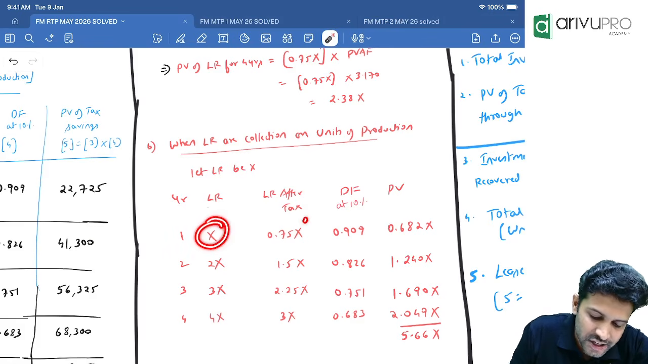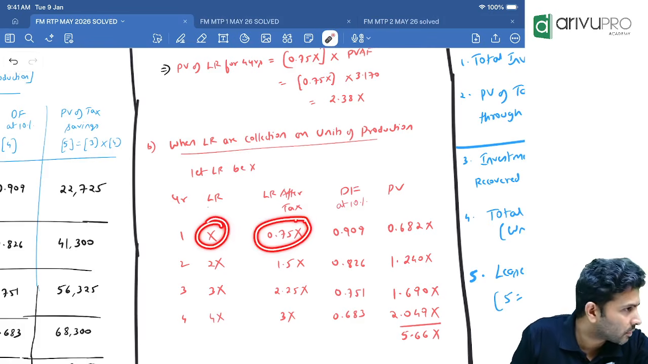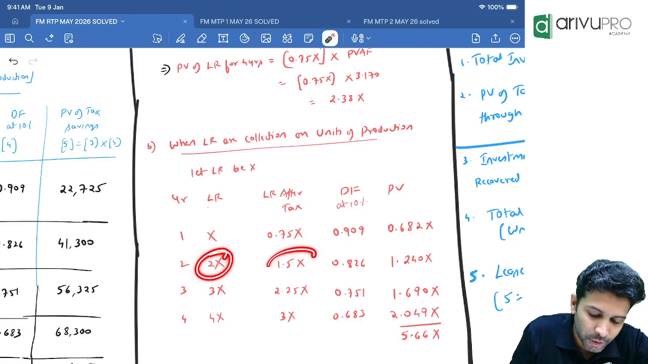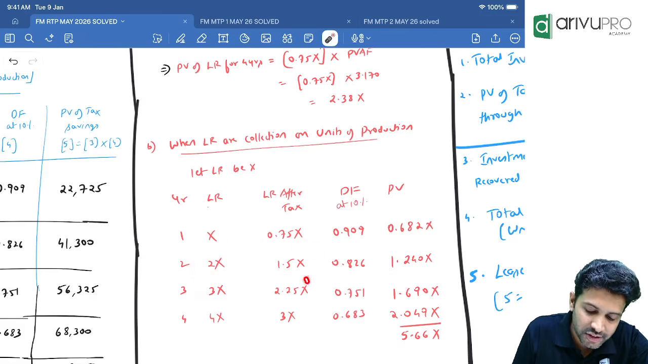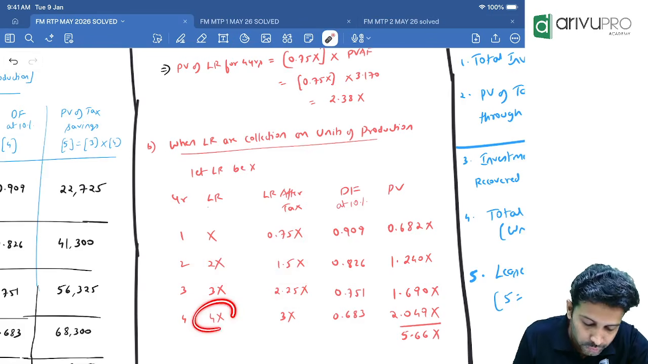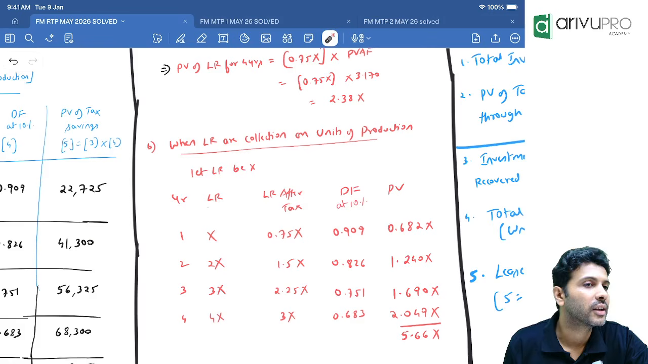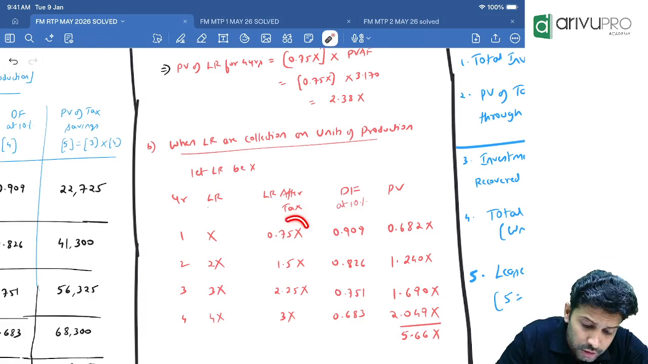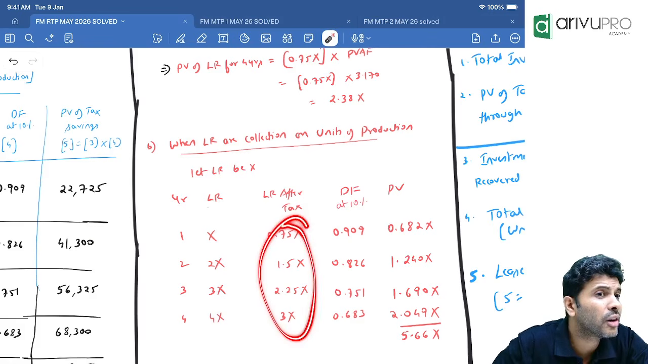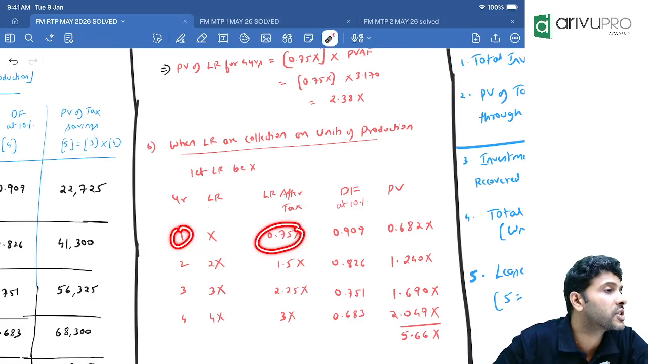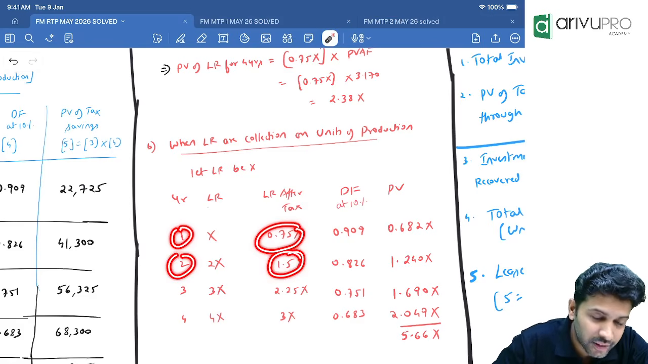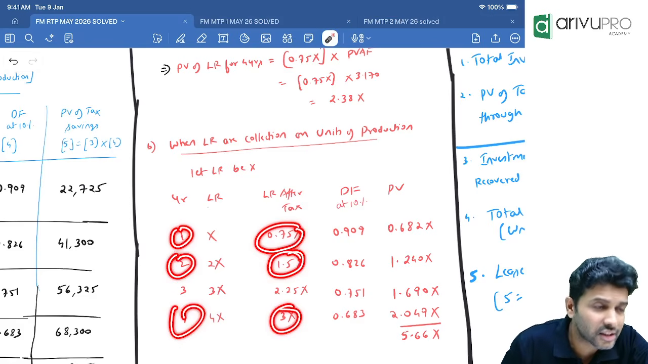1x into 0.75 is how much? 0.75x. 2x into 0.75 is how much? 1.5x. 3x into 0.75 is how much? 2.25x. 4x into 0.75, 3x. Now, all this income you will get immediately or in future? This 0.75 you will get at the end of first year. This 1.5 you will get at the end of second year. This 3x at the end of fourth year.